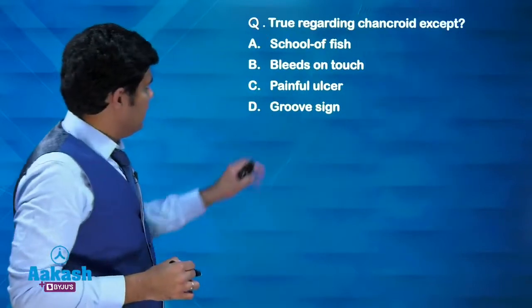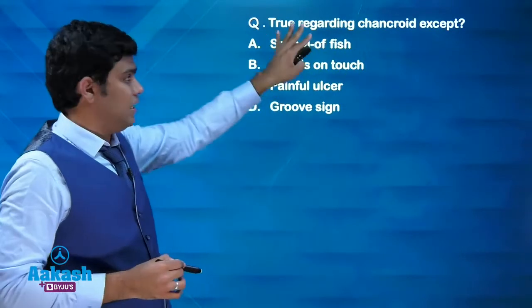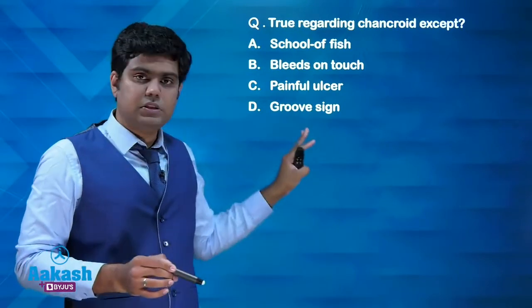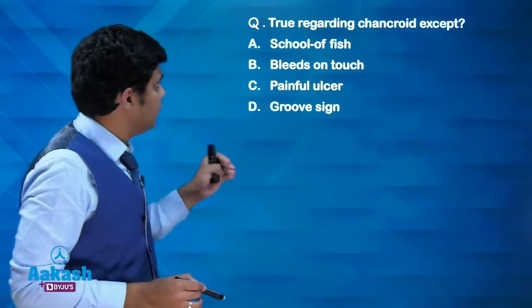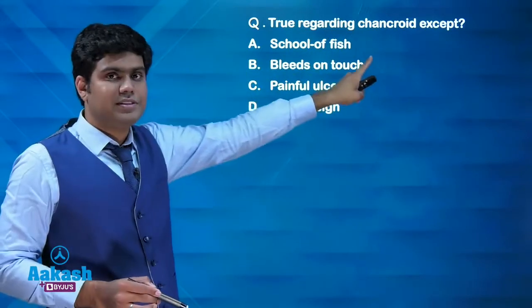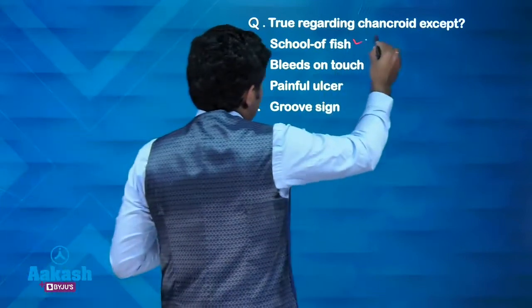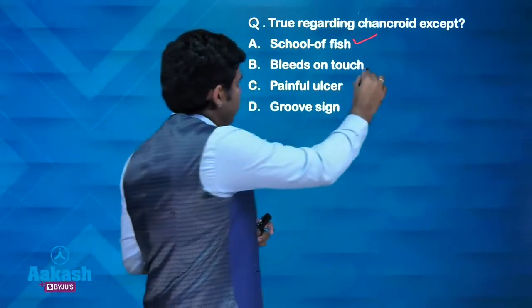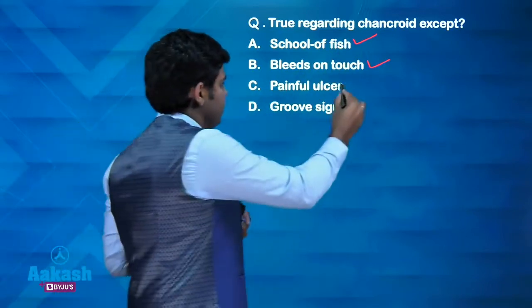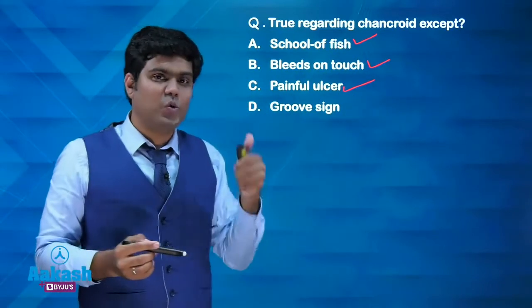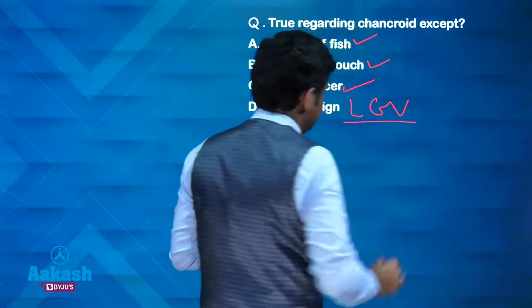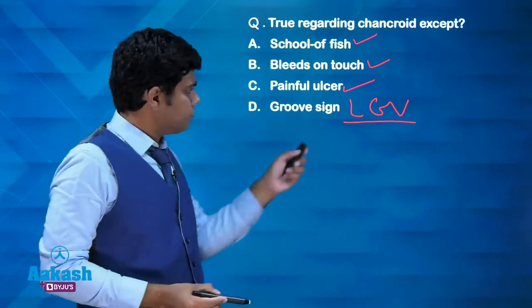Okay, right? So we have got another question on STD. STD is very important. 4 questions were asked this year in INICET from STD. So true regarding chancroid except. School of fish appearance, can we see? Yes, we can see. Bleeds on touch. Yes, it will bleed on touch. Painful ulcer. Remember, chancroid cries, so painful ulcer. Groove sign. No, groove sign is seen in LGV.